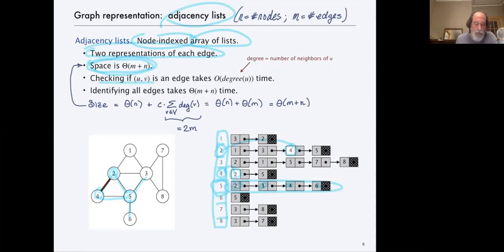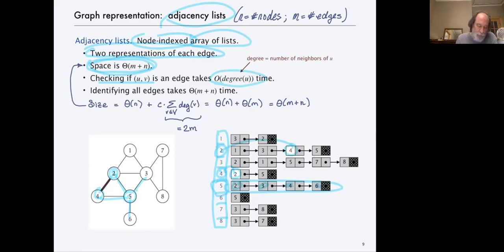Checking if UV is an edge takes time on the order of the degree of U, right? So the degree of a vertex is its number of neighbors, right? To check if UV is an edge, we would go to the list for U and scan that list to see if V appears, right? So the amount of time we take is proportional to the length of the list of neighbors of U.